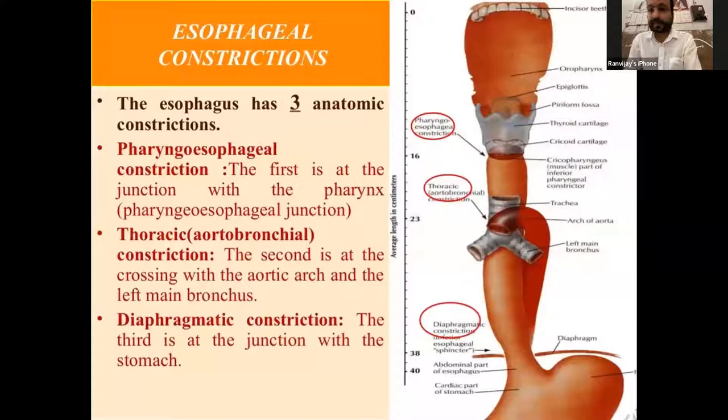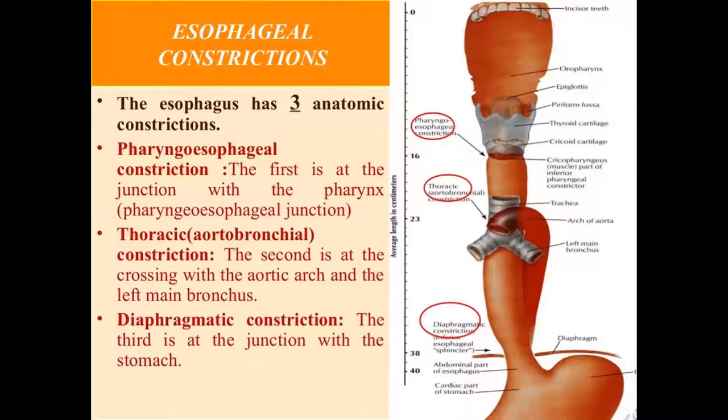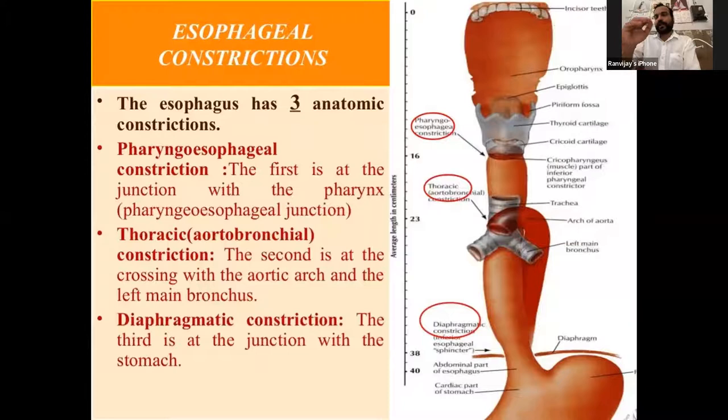Now, the esophageal constrictions. The esophagus has three anatomical constrictions. The first is the pharyngoesophageal constriction, at the junction with the pharynx. Its diameter is about 1.7 by 2.3 centimeters. Now, the second is the aortobronchial. On an anatomical basis, they are two different constrictions: one is aortic and one is bronchial. The aortic terminates at the level of T4 and the bronchial at the level of T5. And the third is the diaphragmatic constriction, at the junction with the stomach, found at the level of T10.